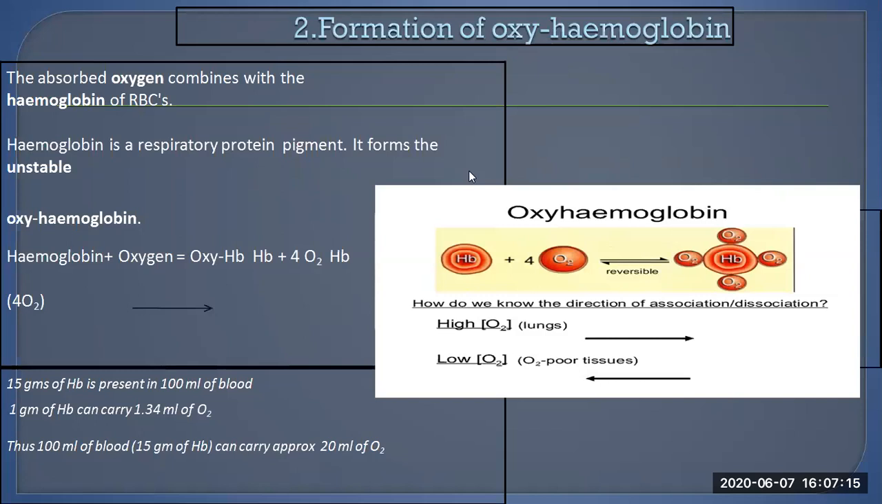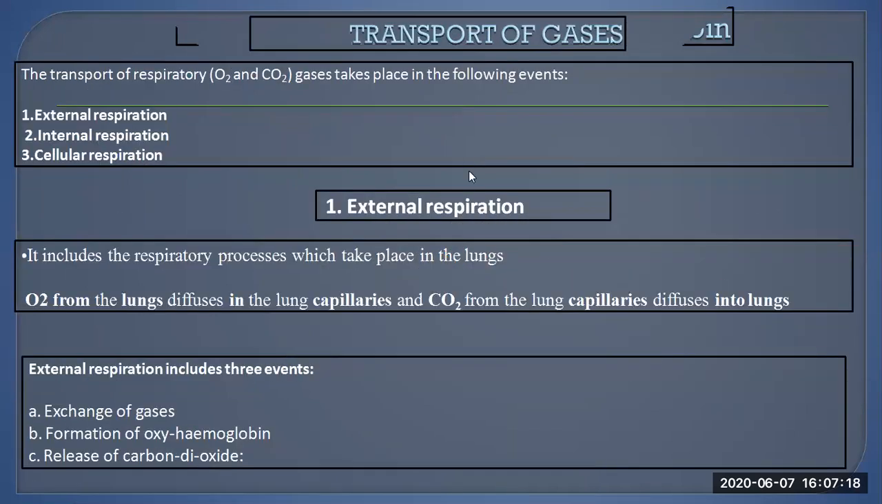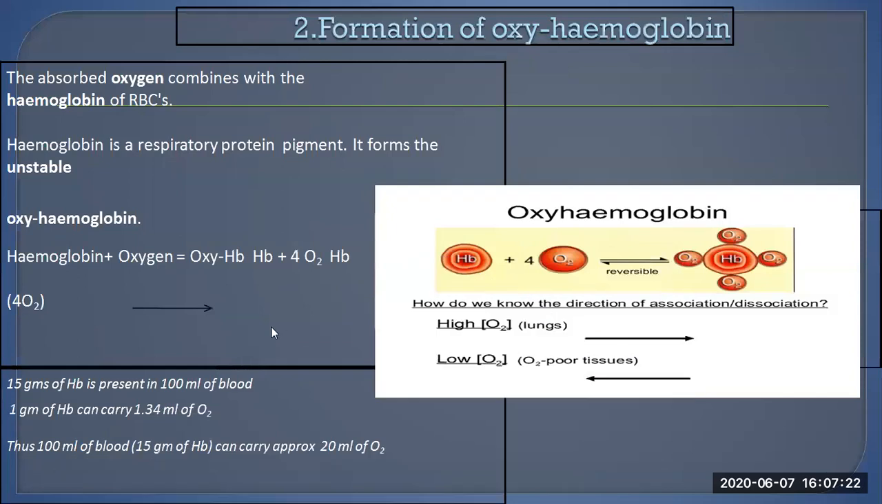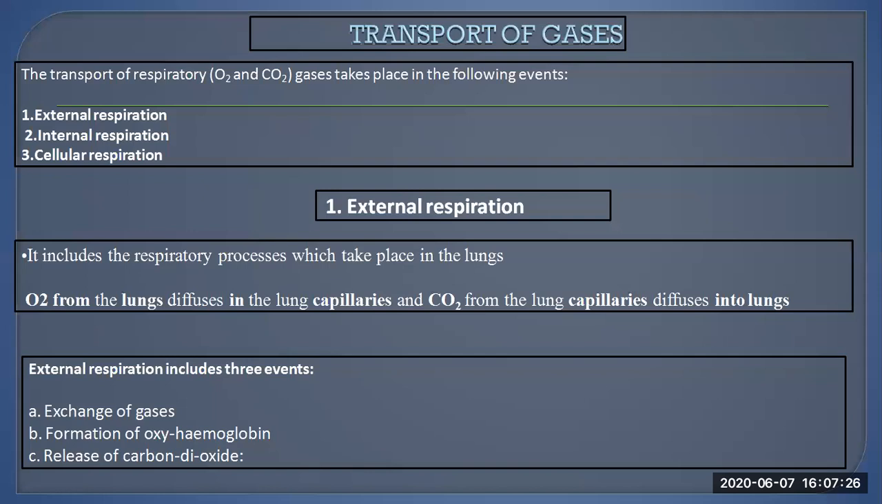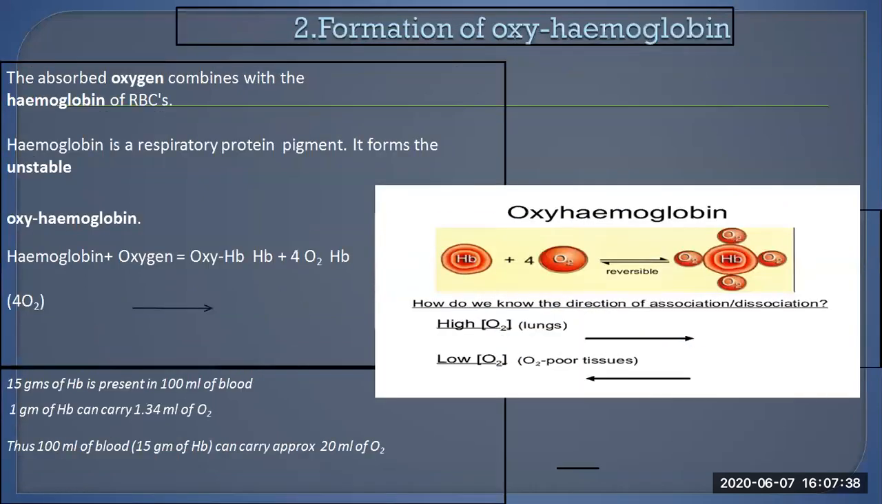So here you can see the exchange of gases. We have already seen this; I had already told you. That means CO2 and oxygen exchange takes place. So second is the formation of the oxyhemoglobin.